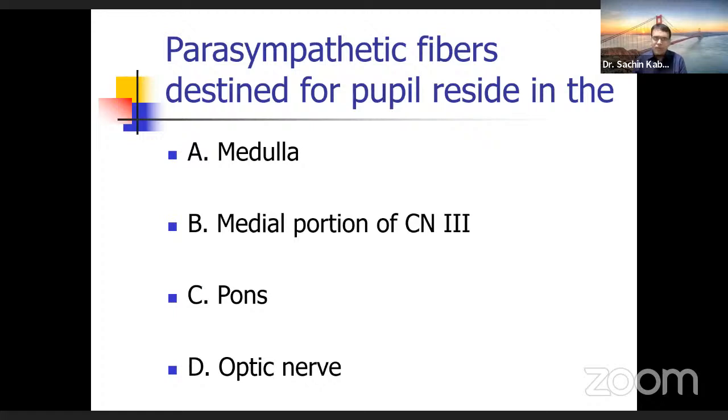The parasympathetic fibers, which are destined for the pupil, reside in what? Option A, they reside in the medulla. Option B, they reside in the medial portion of the third cranial nerve. Option C, they reside in the pons. Or option D, obviously, they reside in the optic nerve. The time starts now. Obviously, they cannot reside in the optic nerve, as this is a sensory nerve. So there's a clue. They reside in the medulla, pons, or third cranial nerve. Very simple question, obvious answer. They reside in the medial portion of the third cranial nerve.